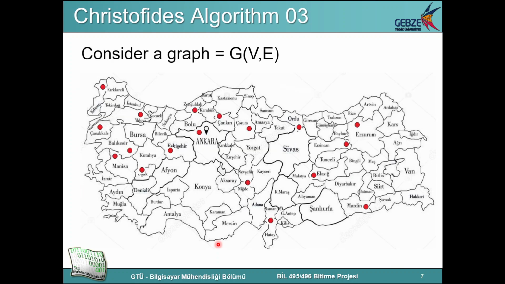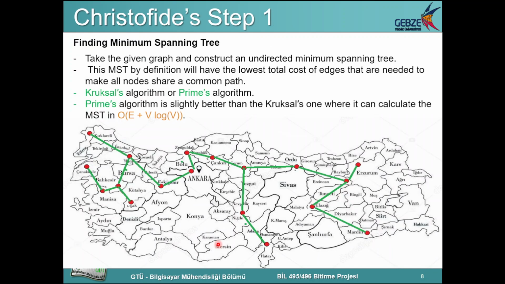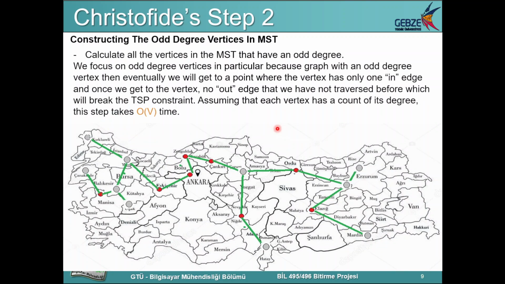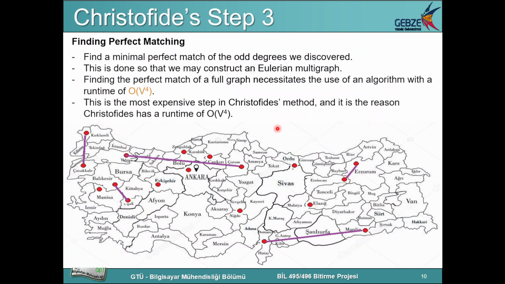It consists of 5 steps. Consider a graph G like this. In the first step, we find the minimum spanning tree using Kruskal's or Prim's algorithm. We can prefer Prim's algorithm since it's slightly faster than Kruskal's algorithm. In the second step, we find the odd degree vertices in the MST, and in the third step, we find a perfect matching, which is the most expensive step of this algorithm, taking up to big O of V to the power of 4.